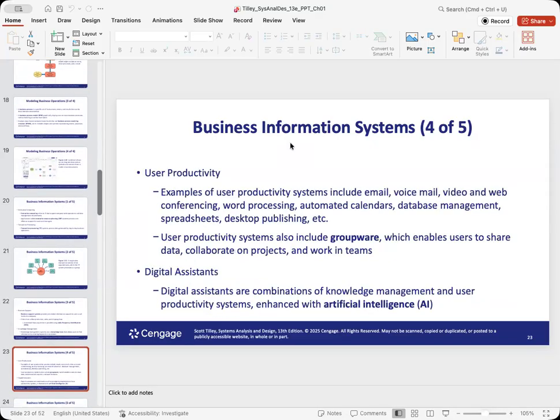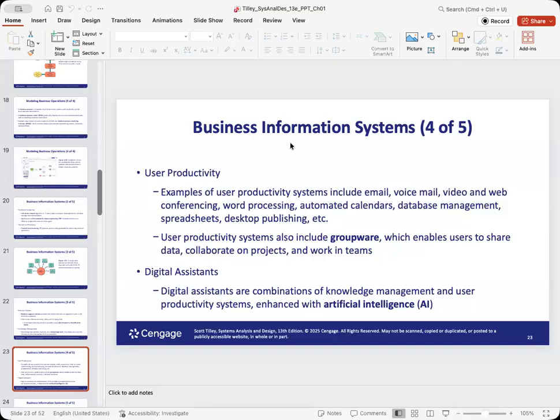Now, for today, we are just touching on certain areas. Then maybe from next week, we'll go a bit deeper in the system analysis course. User productivity.